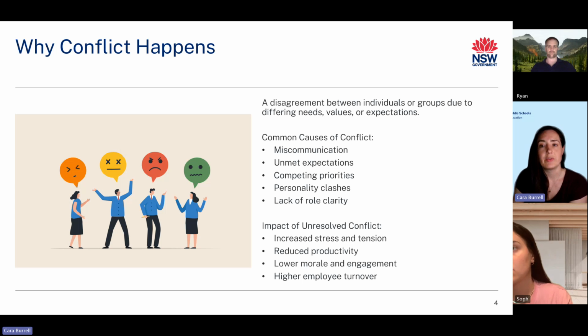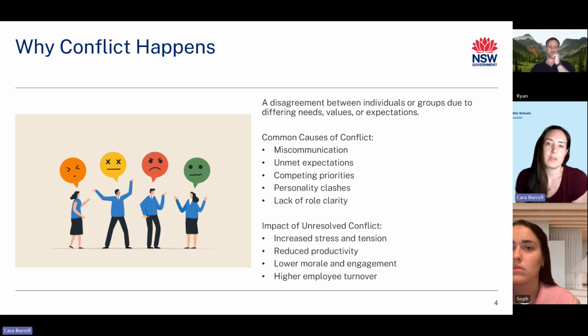Another major factor is competing priorities. This happens when different teams or individuals have goals that do not align. So for an example, an IT team focusing on security measures might conflict with a sales team that wants easy access to customer data. Personality clashes are also very common.